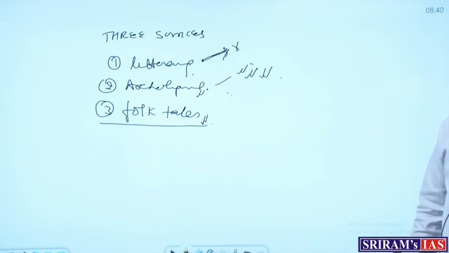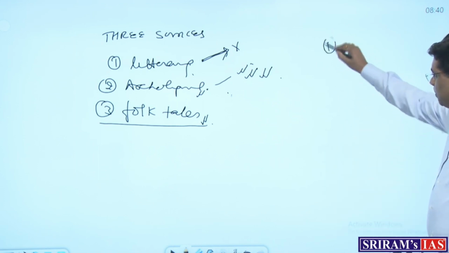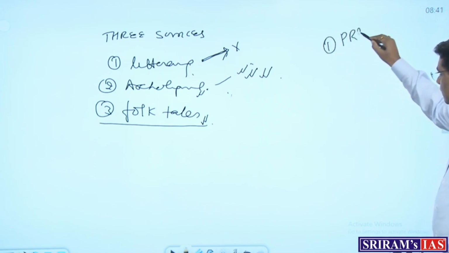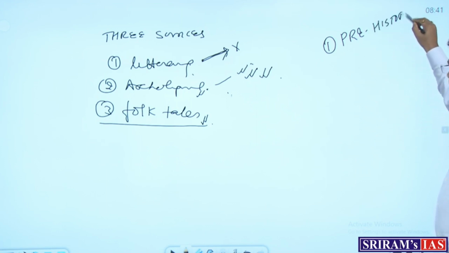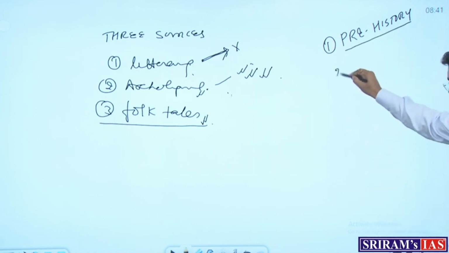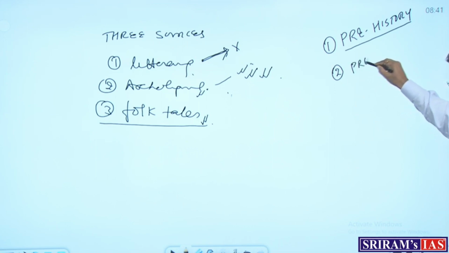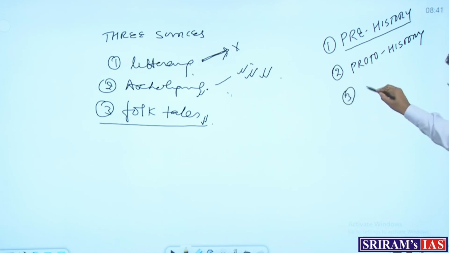Then there are mainly three histories. One is prehistory. Likh raha hai na saath mein, prehistory. Second is proto-history. And third is history. There are three types of history: prehistory, proto-history and history.